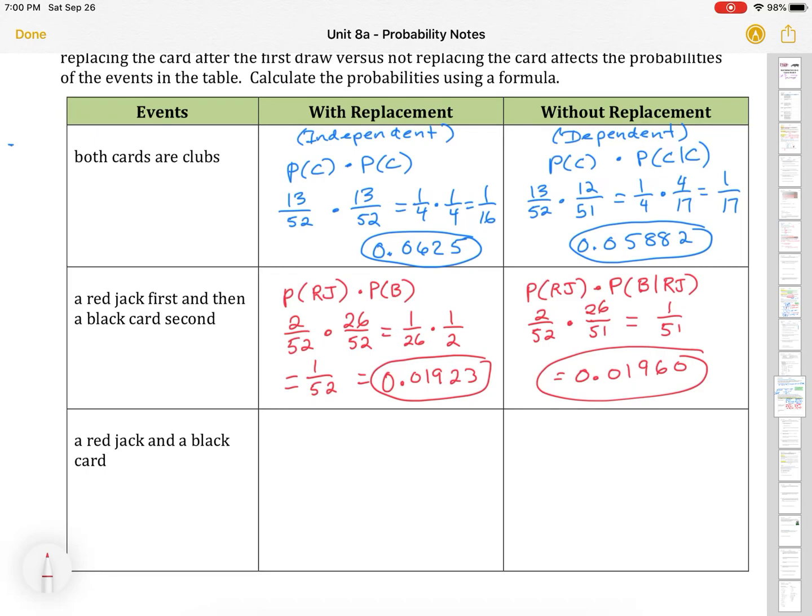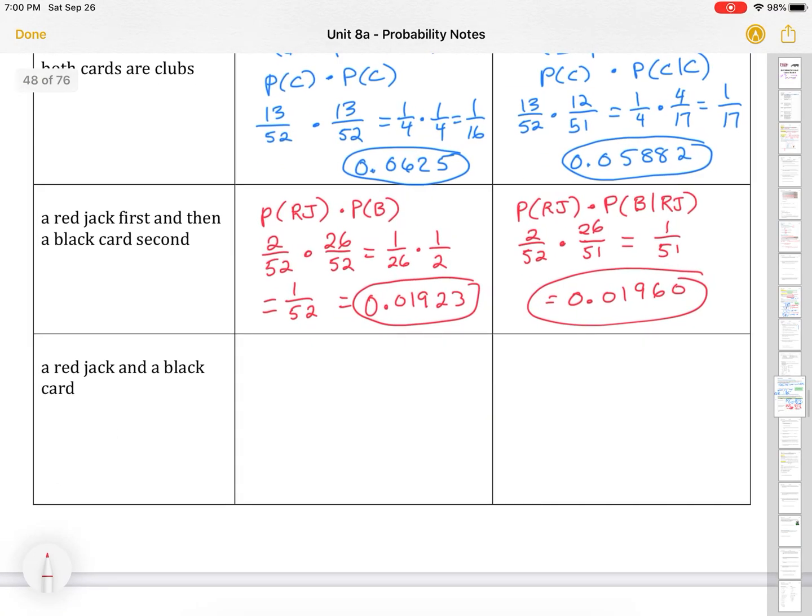So this will be 0.0196. Okay, it's interesting if you look at both of them, because you can't just assume that dependent events will have a lower probability. In the first situation, yes, pulling 2 clubs did have a lower probability when it was dependent. But in the second situation, it actually has a higher probability, because by pulling a red jack, we've increased the odds that you will pull a black card for your second choice. So it's good to do the work to make sure you know what's going on.